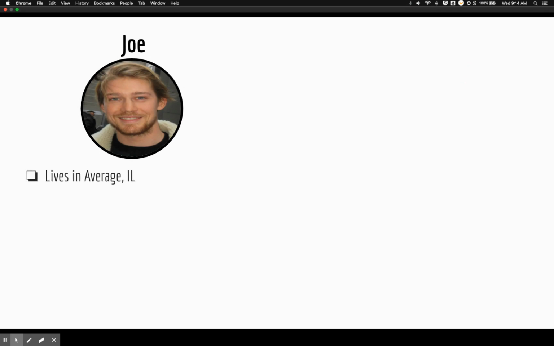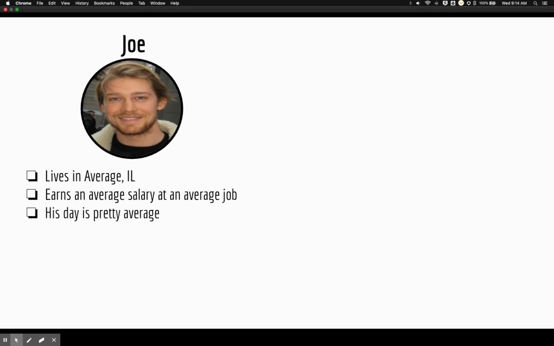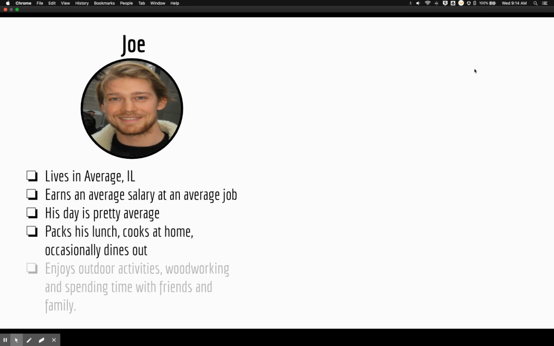All right, Joe lives in Average, Illinois. Joe earns an average salary at an average job. His day is pretty average. He wakes up, he goes to work, he comes home, he cooks dinner. Maybe occasionally he goes out to eat, but most days he packs his lunch and likes to cook at home. He enjoys outdoor activities, woodworking, spending time with friends and family. All right, so Joe is a pretty average guy.